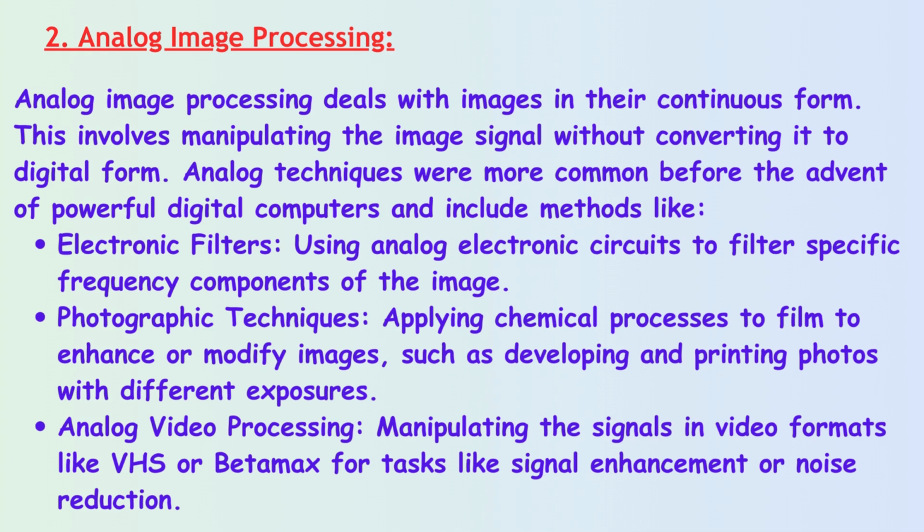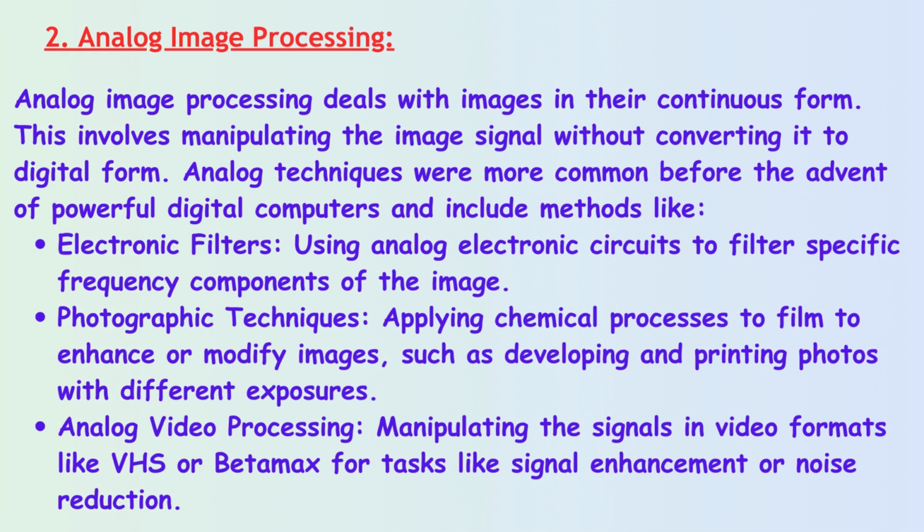The second one is analog image processing. Analog image processing deals with images in their continuous form. This involves manipulating the image signal without converting it to digital form. Analog techniques were more common before the advent of powerful digital computers and include methods like electronic filters, using analog electronic circuits to filter specific frequency components of the image.